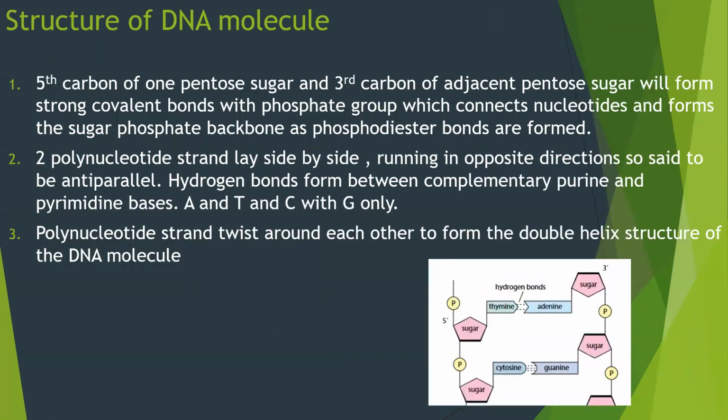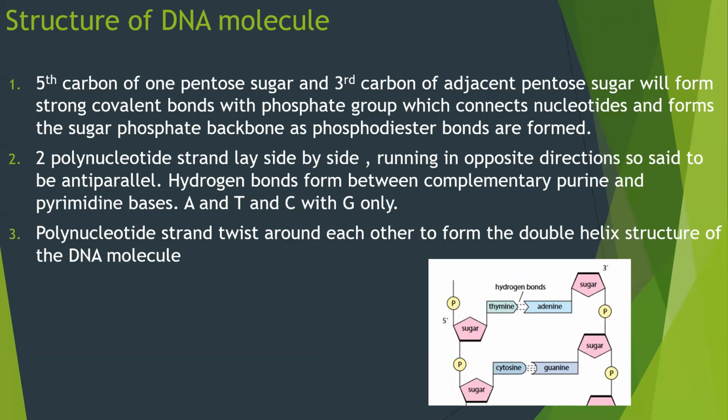So how does this entire DNA molecule form? We know that the 5th carbon of one sugar molecule and the 3rd carbon of another sugar molecule will form something called a phosphodiester bond. And this is a strong covalent bond with the phosphate group, which connects the nucleotides, and this forms a sugar phosphate backbone. And then 2 polynucleotide strands, which are basically long strands of nucleotides connected to each other, will lie side by side, and this must be done in an anti-parallel direction, meaning one strand will run in a 3 to 5 direction, and the other will run in a 5 to 3 direction.